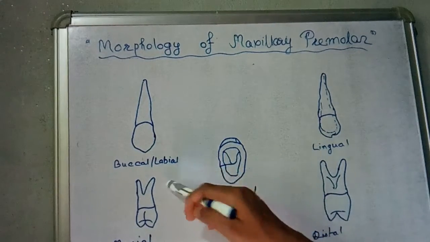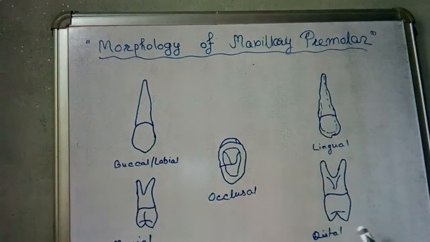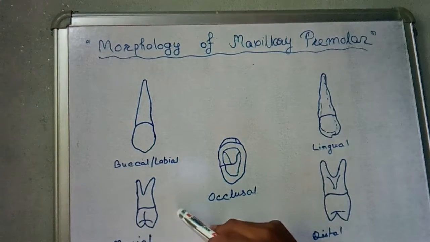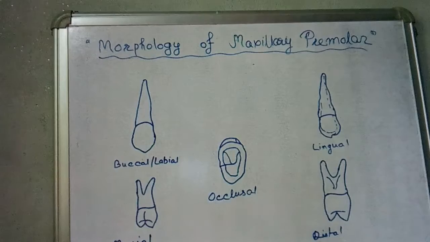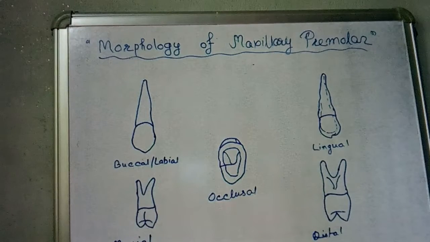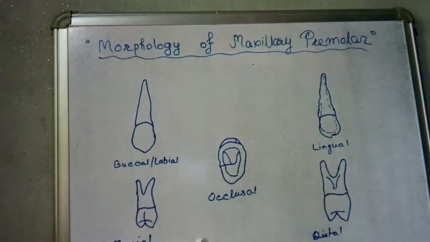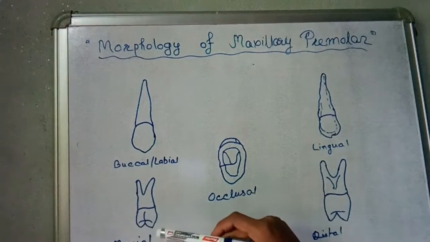We have talked about the buccal or labial aspect and the lingual aspect. Now the mesial, distal and occlusal. At first let's talk about the mesial aspect. It is roughly trapezoidal, and the cervical line may be regular or irregular in outline. The buccal outline of the crown is a smoothly curved line, and the lingual cusp is always shorter than the buccal cusp. This is the mesial aspect.